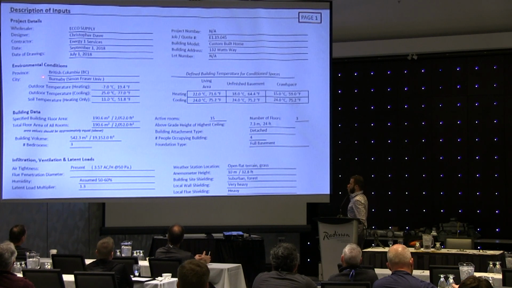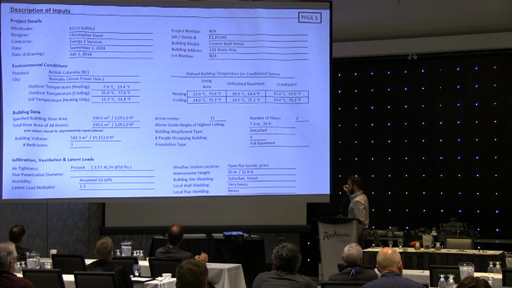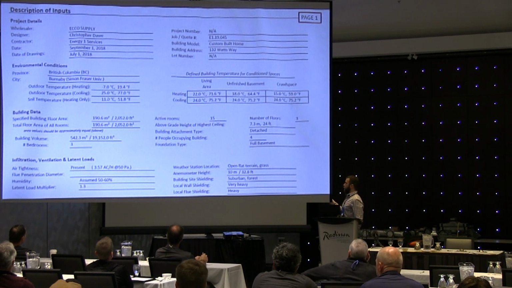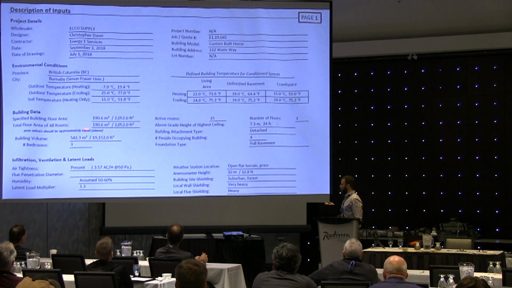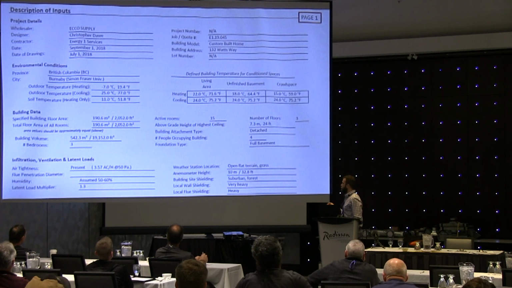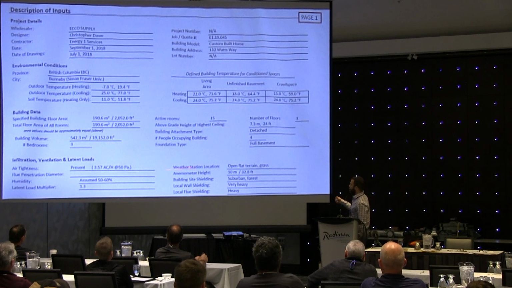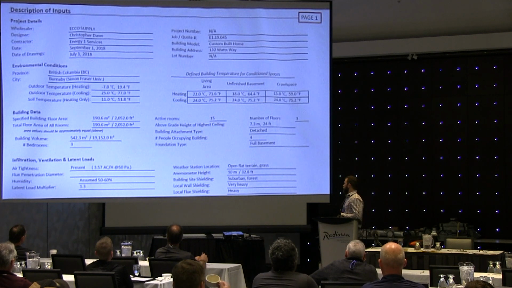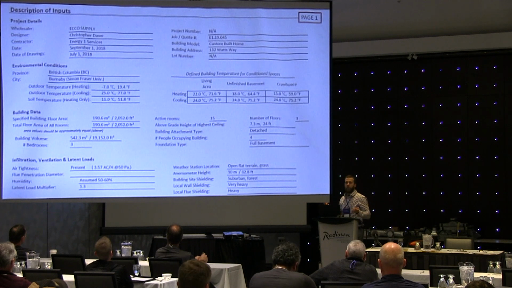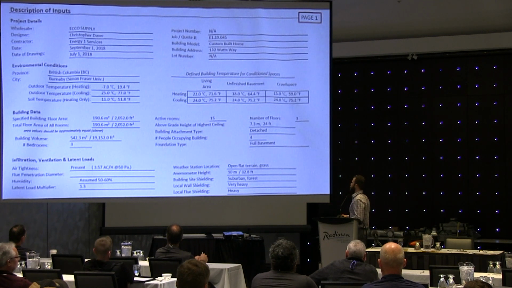Environmental conditions tells you the city, the outdoor temperatures for heating, for cooling, and the soil temperatures. It also tells you the indoor temperatures of the building for heating and for cooling. Building floor area of all the rooms, building volume, number of bedrooms, active rooms, above grade height and highest ceiling. These are all different inputs that the user made, and if you wanted to look at any specific one of them, you'd be able to look at the house and verify that fairly quickly.